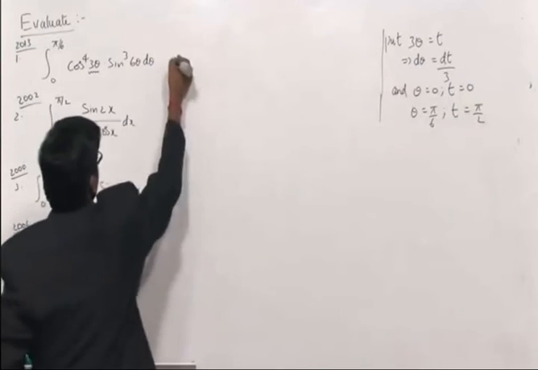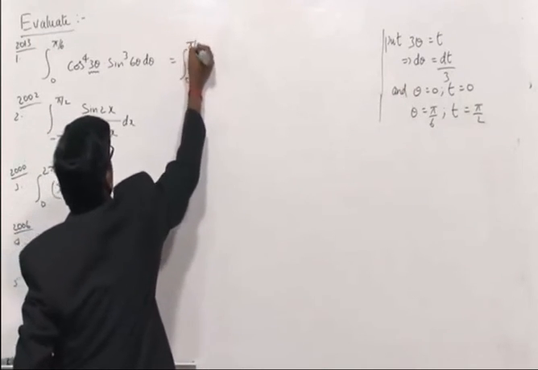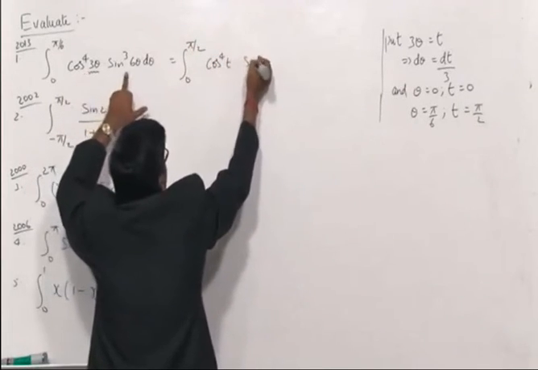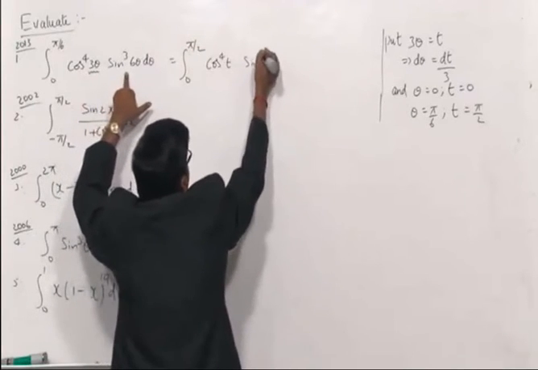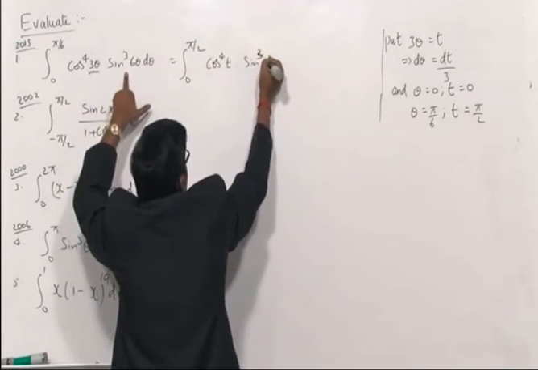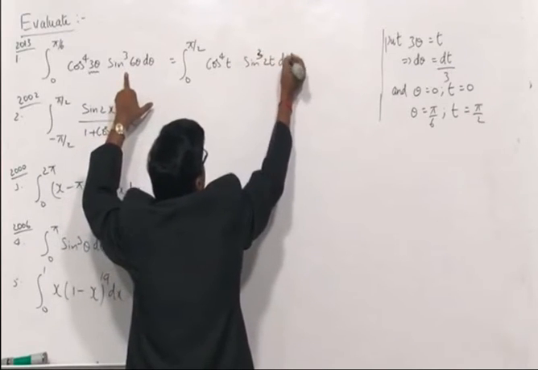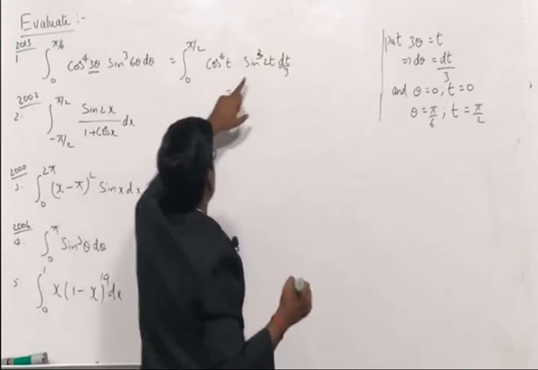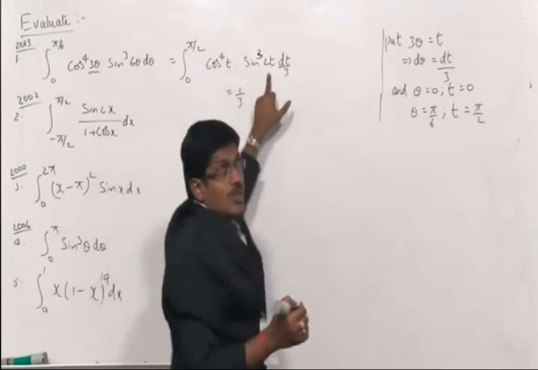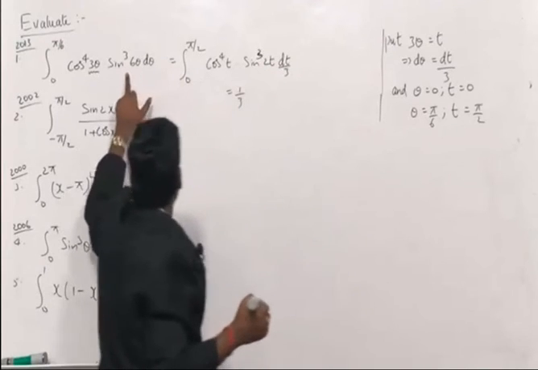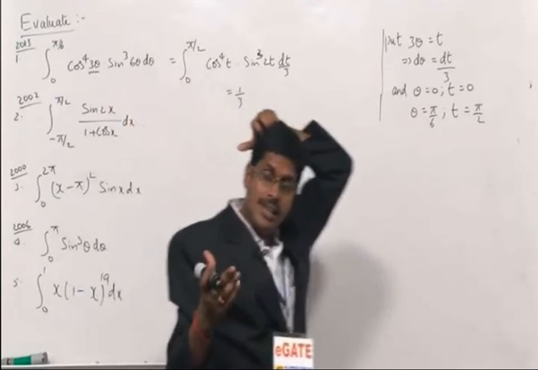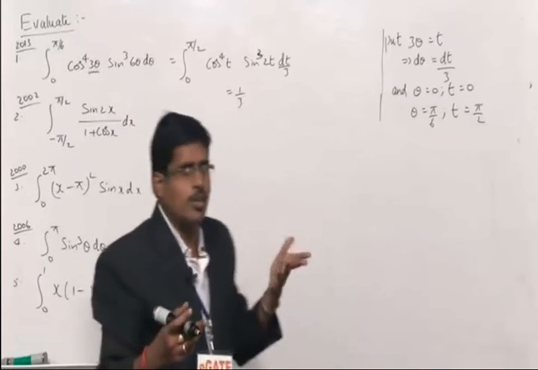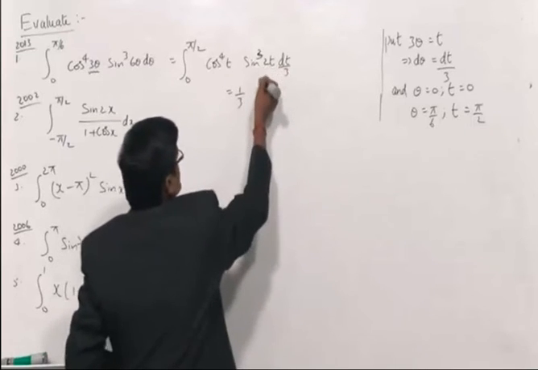Now this can be written with the new limits of t, 0 to pi by 2, cos power 4 t. And 6 theta, after taking 3 theta as t, becomes sin power cube 2t, and d theta means dt by 3, so 1 by 3. Now t and 2t are simpler than 3 theta and 6 theta, and we know the sin 2a formula. Even if you remember sin 6 theta directly, it takes a little more time, one or two steps more. So what is sin 2t? 2 sin t cos t.